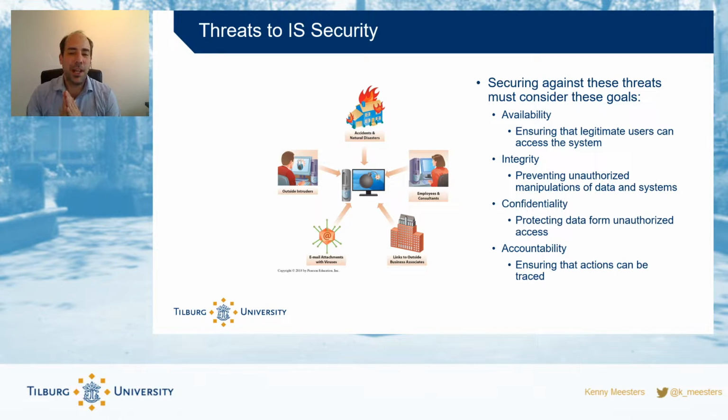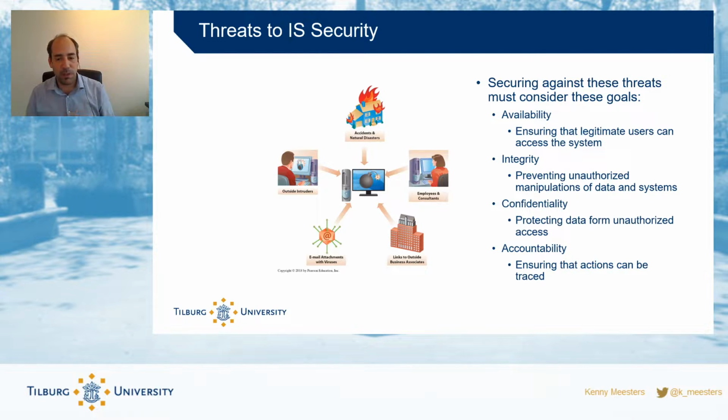One of the things that we have to consider in dealing with threats or risk to information system security is that we have to think about certain goals, because making things secure doesn't exist in a vacuum by itself. It's always a trade-off between different things. One of these things is availability. You want to make sure that the people who need to use the systems, the legitimate users, have access to the system. So the system should be available to legitimate users and only to legitimate users.